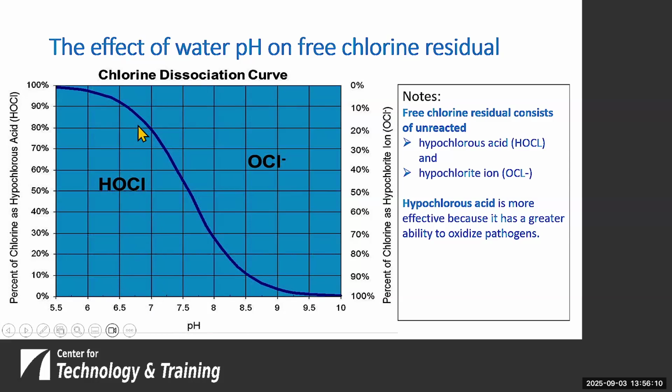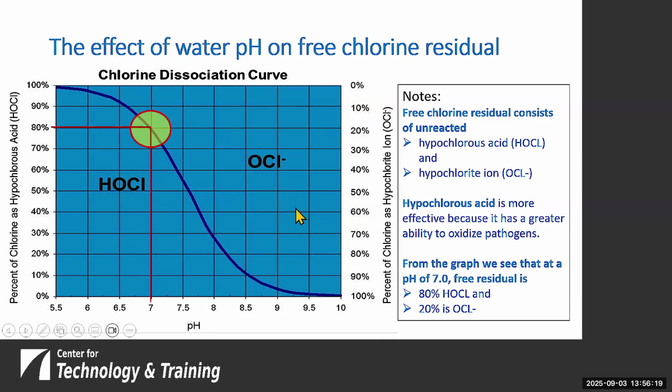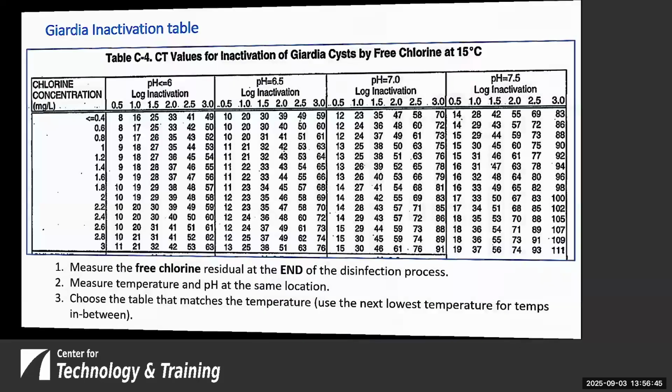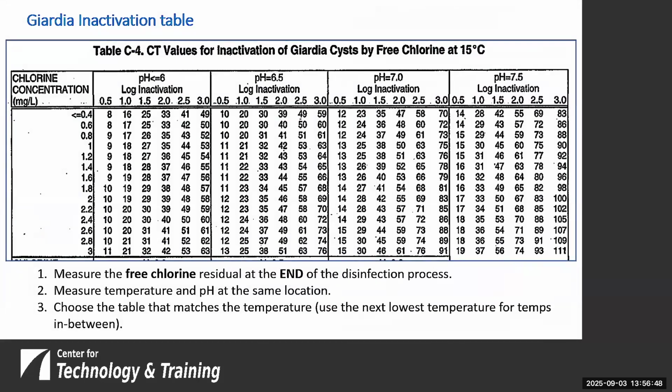So this is what we want. If we have a pH around 7, 80% of what we have is going to be the hypochlorous acid, and only 20% is going to be the hypochlorite ion. So this shows you as we get closer to a pH of 10, we've got virtually no hypochlorous acid. The stuff that works well against our pathogens is pretty much non-existent. So that's why pH has a major effect on our chlorine application.